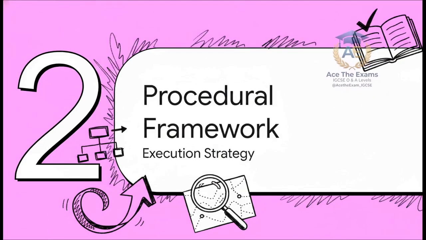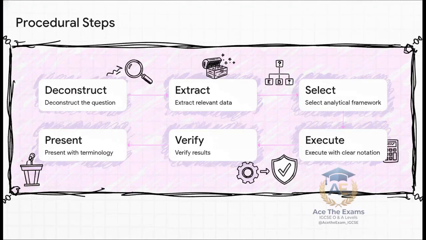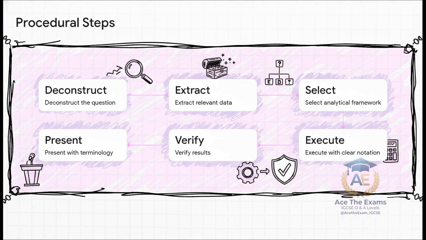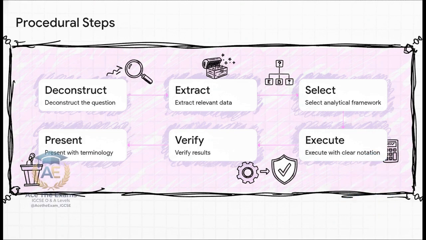Moving into Section 2, we are shifting from theory to execution. Let's look at the procedural framework. When you are facing a complex question, I want you to remember what I call the method mark strategy. Examiners generously award points simply for demonstrating a clear, logical process, even if your final number is slightly off. You need to master this exact 6-step standardized sequence to tackle any IAS 8 question from past papers.